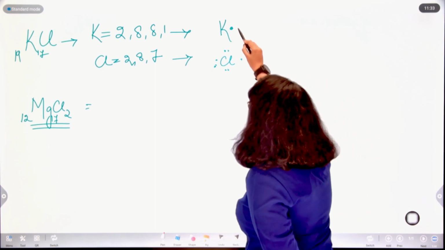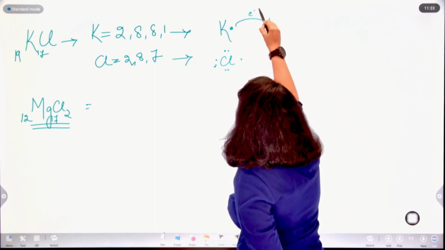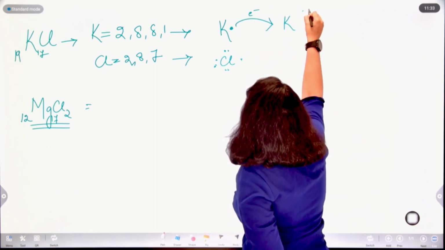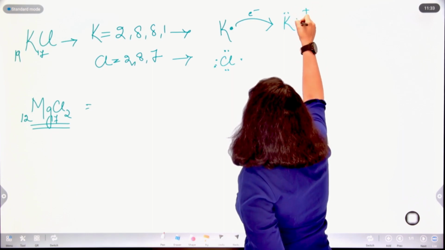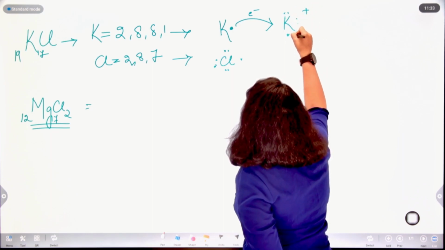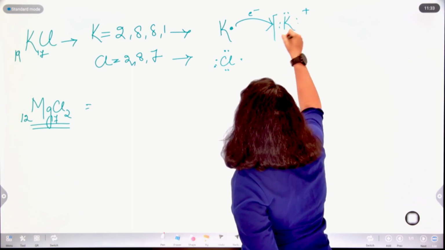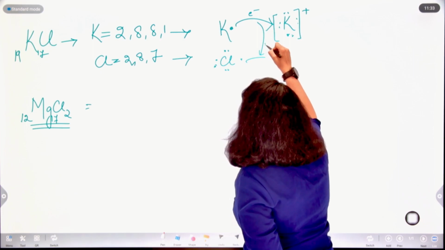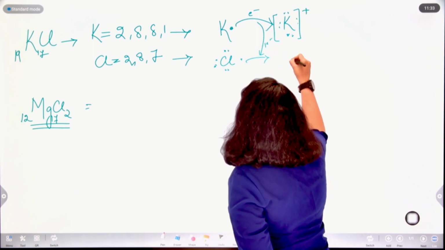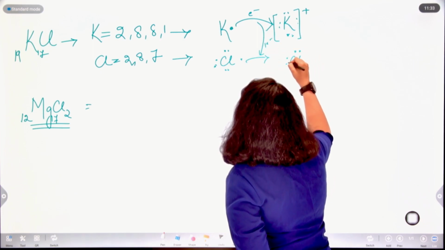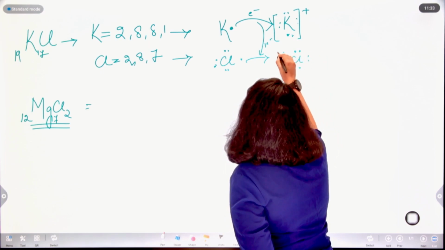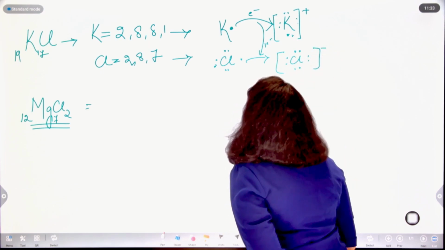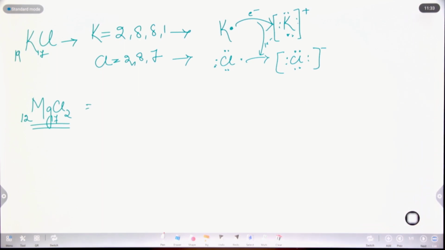Now potassium loses 1 electron, it becomes K+, and it has 8 electrons in its outermost shell. Chlorine gains that 1 electron and becomes Cl-. It also acquires a stable octet configuration, and a bond is formed between K+ and Cl-.